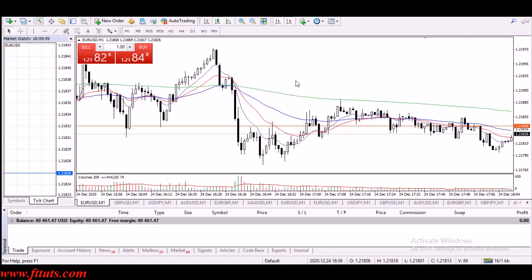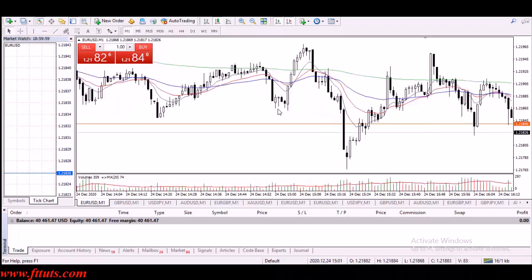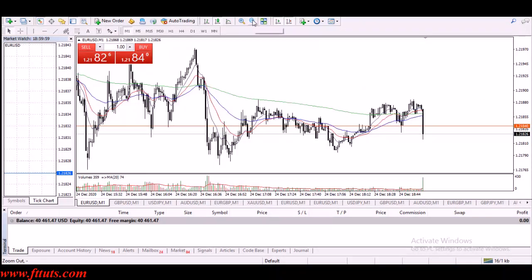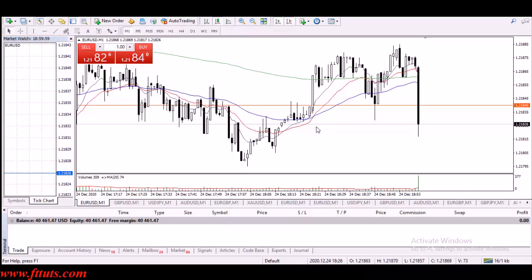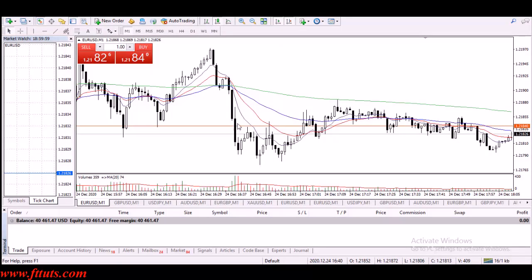Now, if you already have an idea about this strategy, sometimes we buy when price is below EMAs and close with profits when the price reaches back to the EMAs, and other times we sell when price is above EMAs, like here, and we close with profits when price reaches back to EMAs.